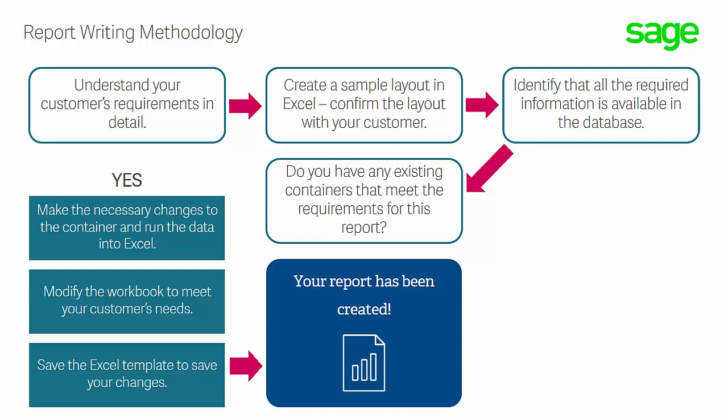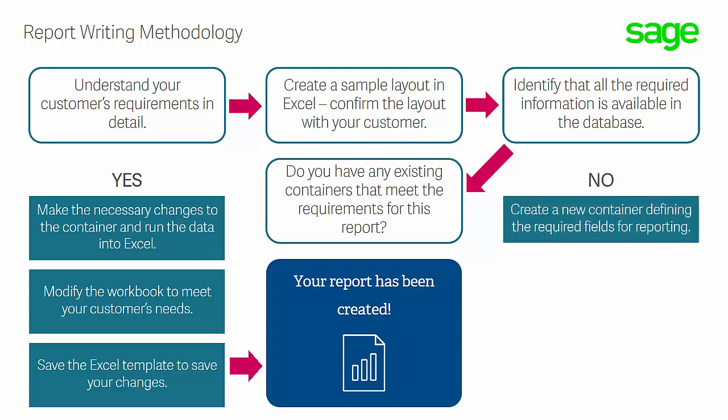So if a customer wants to get a report, none of the existing containers will meet those needs because none of the containers reference the serial numbers. So if we don't have a container that meets our existing needs, then we're going to have to create a new one. Now, you can take an existing one as a base.